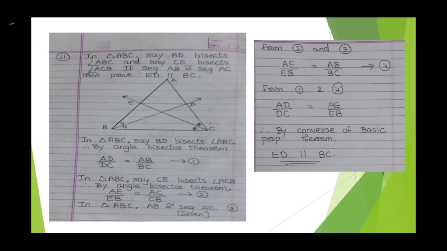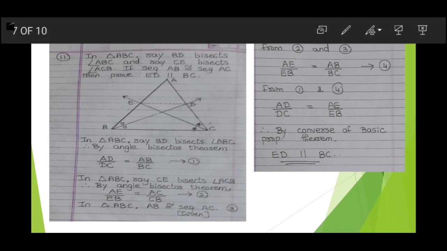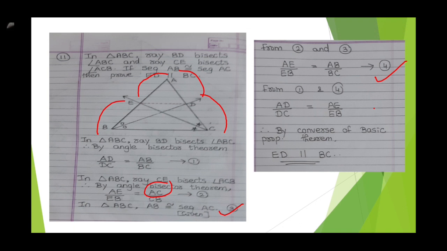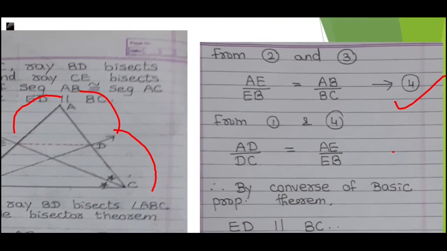Now see, that is what I have written here from statements 2 and 3. In place of AC, I have substituted AB. Children, I said in statement number 3, AB is congruent to AC. Now I am comparing the second and third statements. So in place of AC, I am writing AB. So I have got the fourth statement as AE upon EB is equal to AB upon BC.